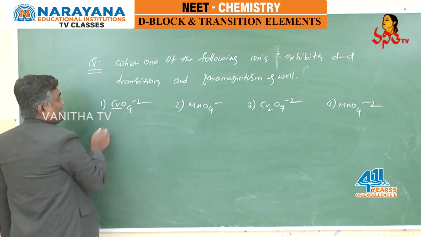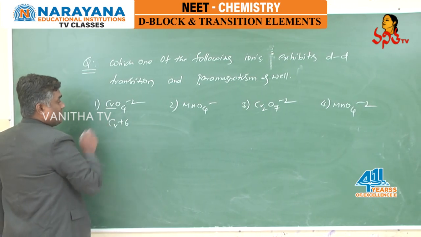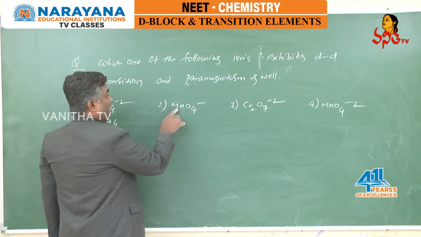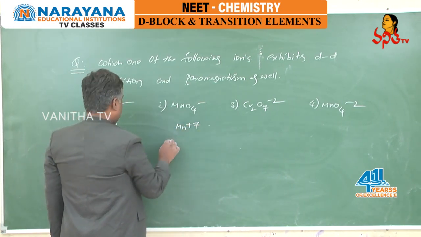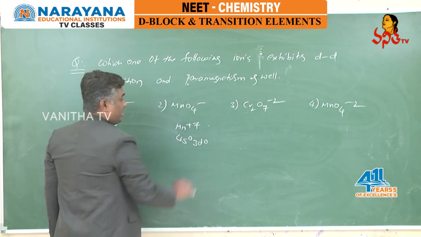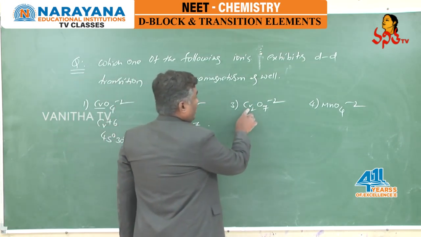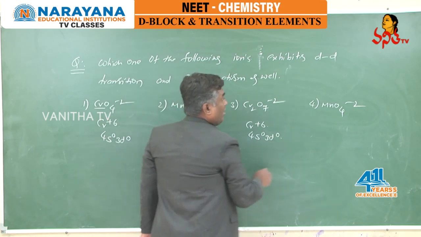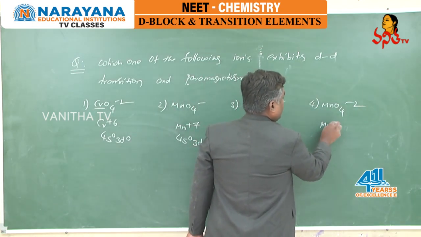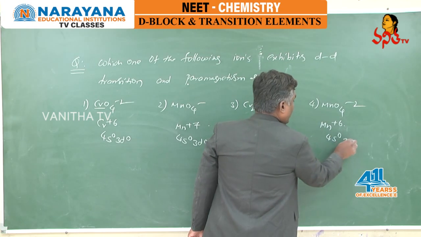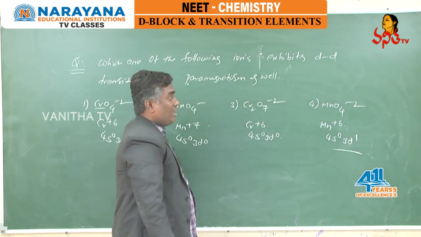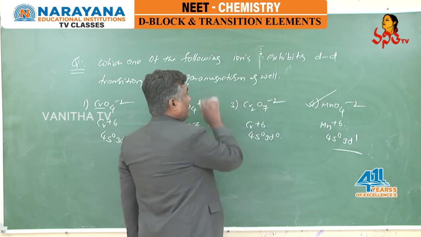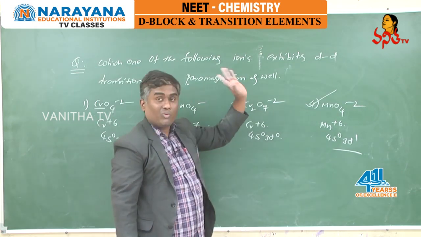And here see, in CrO4 2-, chromium is exhibiting +6, 4s0 3d0, no unpaired electron. In MnO4 -, manganese is exhibiting +7, 4s0 3d0, no unpaired electron. In dichromate ion also, chromium is exhibiting +6, same 4s0 3d0, whereas in MnO4 2-, manganese is exhibiting +6, 4s0 3d1. One unpaired electron is present. Because of that reason, you can observe d-d transition and, at the same time, paramagnetic behavior. So for this question, the answer is the fourth option.